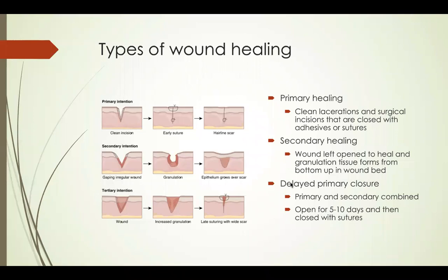It's closed. Secondary intention, or secondary healing, is when the wound is left open to heal, and then you have the granulation, the healthy tissue growing in, and it will start to heal itself. Then you have delayed primary closure, and that's when you have both. It's opened, and then you close it. It used to be called tertiary intention. The wound starts to grow its granulation, and as it grows, you close it with a suture later on.